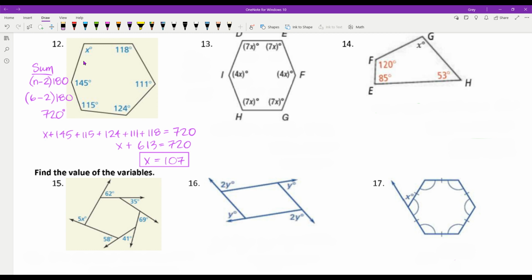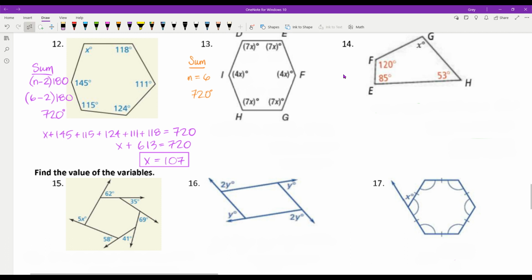Okay? Number 13, same thing. I've got to find the sum first. The sum for 6 sides, y'all, we just did that in number 12. So I know the sum is 720. And this one, if you notice, I have 4 angles that are the same and 2 angles that are another one.